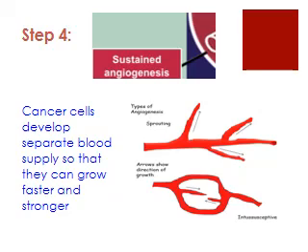Step 4 is sustained angiogenesis. In this step, cancer cells will develop a separate blood supply so that they can grow faster and stronger. And types of angiogenesis are sprouting, which is like a tree branch that has the sprouts coming off. These are blood vessels. And then the bottom one would be more of a circular growth with connections, and then inner growth.